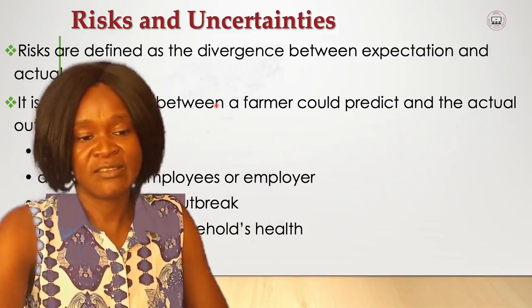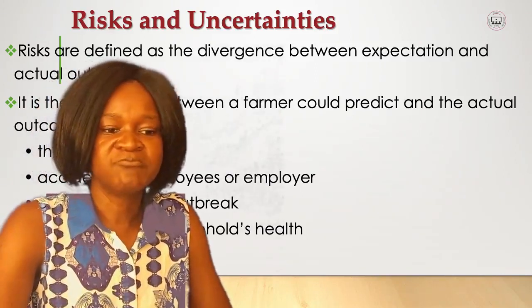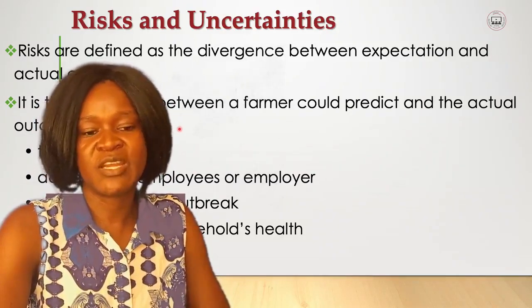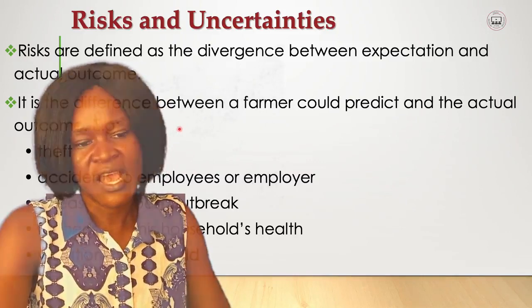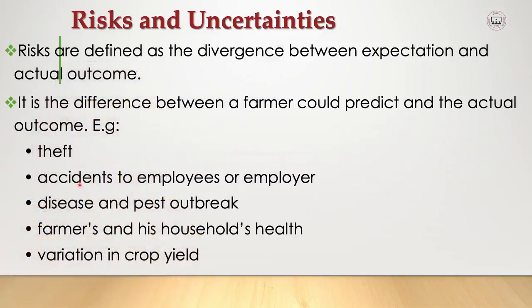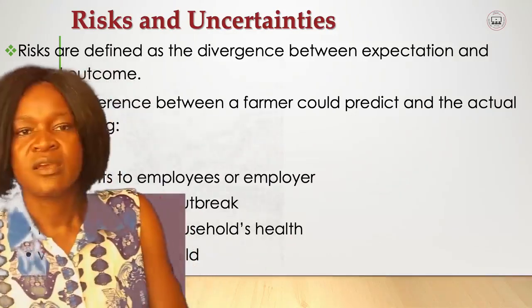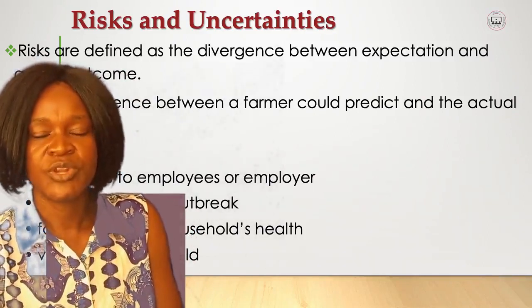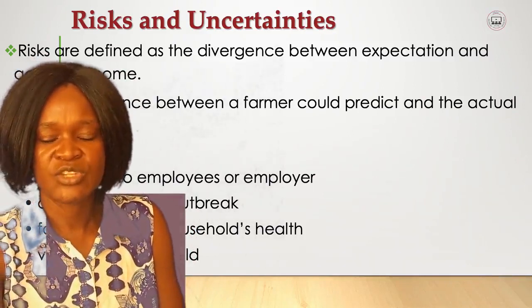So that's the risk. Some of the things which may lead to the difference between the predicted and the actual outcome are theft, accidents to employees or employer, disease and pest outbreak, the farmer's and his household's health, and variation in crop yield. These may lead to a change between what you predicted and the actual output.